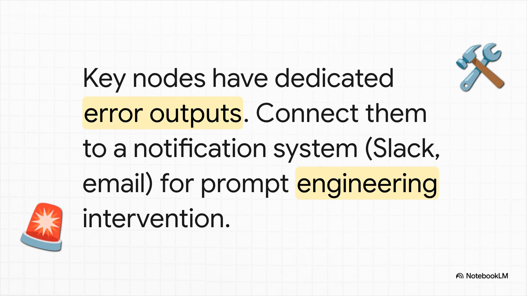You'll notice that most workflow nodes have a dedicated error output, that little red dot. You should always connect this to a notification system, like Slack or email. That way, if a single file fails, you get an alert immediately with all the details, while the rest of the process just keeps on chugging.